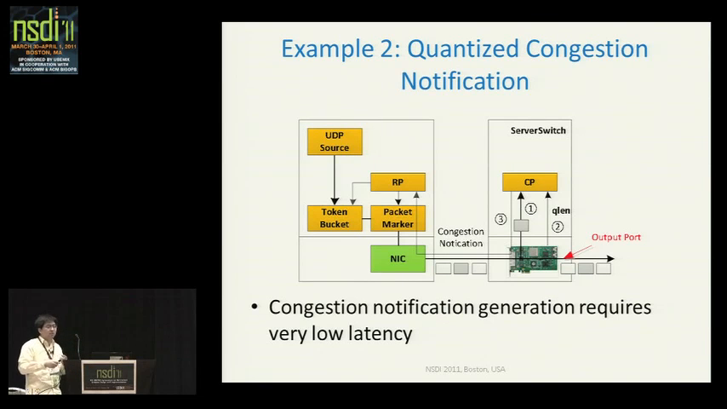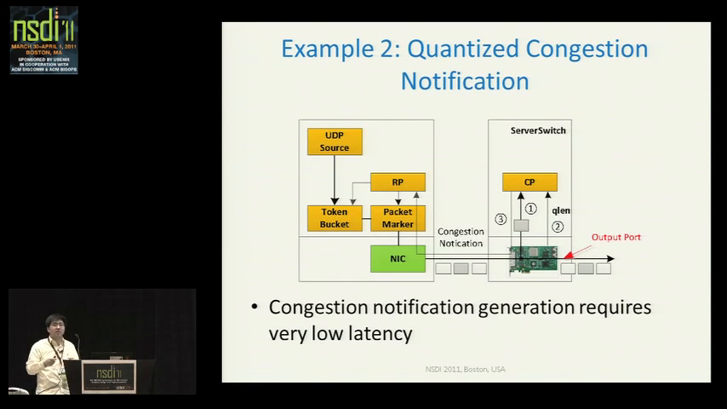For the second example, we implement QCN, the quantized congestion notification, on our ServerSwitch. QCN is a new Ethernet congestion control protocol for lossless Ethernet. It is now an IEEE standard. The basic idea of QCN is to let the switch periodically sample the queue length. And once the queue length is large, you send an explicit congestion notification back to the source, and then let the source slow down its rate.